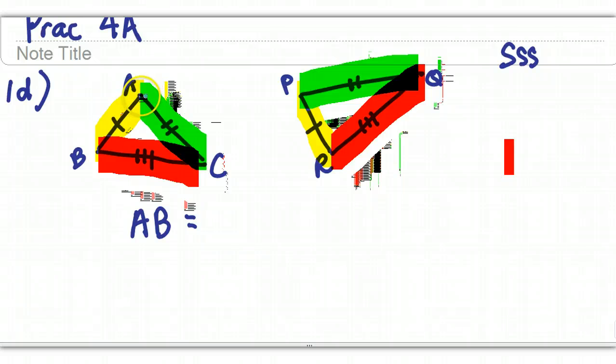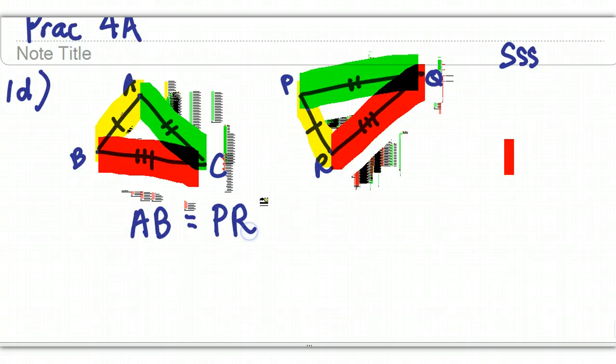To be sure, let's look at the point A here. Point A is where the yellow line and the green line meet. So in the other triangle, we will also look at the point where the yellow line and the green line meet, and that is P. So we know A corresponds to P. Now, how about B? B is where the yellow line and the red line meet. Correspondingly, we look at the other triangle where the red line and the yellow line meet, and that is R. So AB is equal to PR.